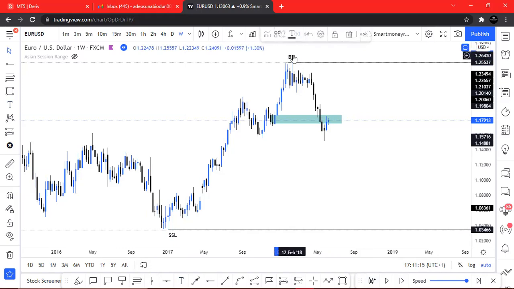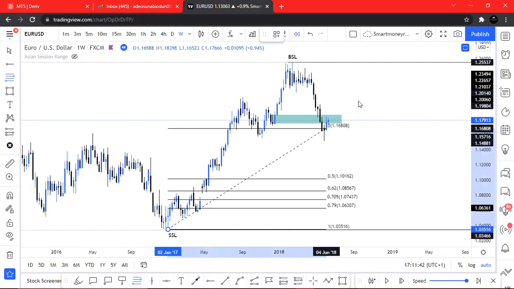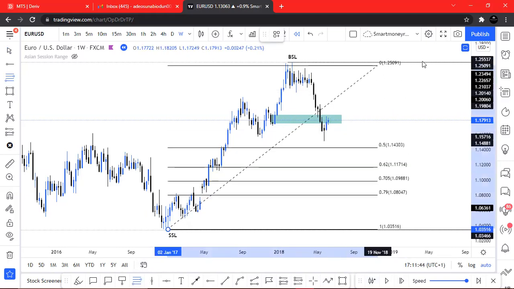Once you are done with that, you are now going to take your fib. Since it is an uptrend, right? This initial move was an uptrend, so we are going to plot our fib from the low to the high. But if we are looking at a downtrend, we plot it from high to low. Since this was initially an uptrend, I'm going to take my fib tool and swipe it from this low to that high.